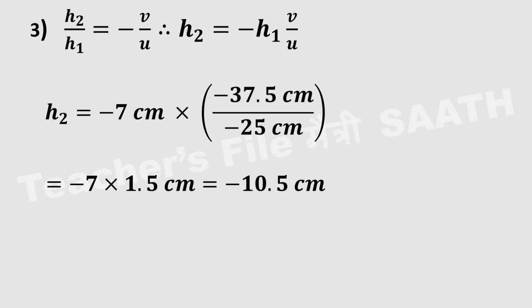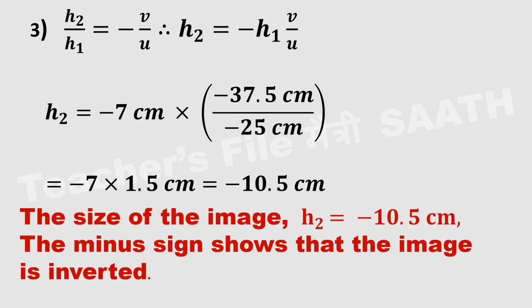Magnification formula is h2 upon h1 is equal to minus v upon u. Therefore, h2 is equal to minus h1 into v upon u. Therefore, h2 is equal to minus 7 cm into in bracket minus 37.5 cm upon minus 25 cm is equal to minus 7 into 1.5 cm is equal to minus 10.5 cm. Therefore, the size of the image h2 is equal to minus 10.5 cm. The minus sign shows that the image is inverted.